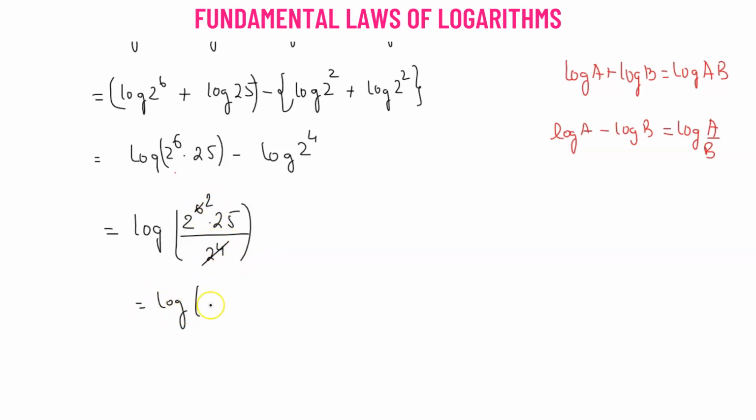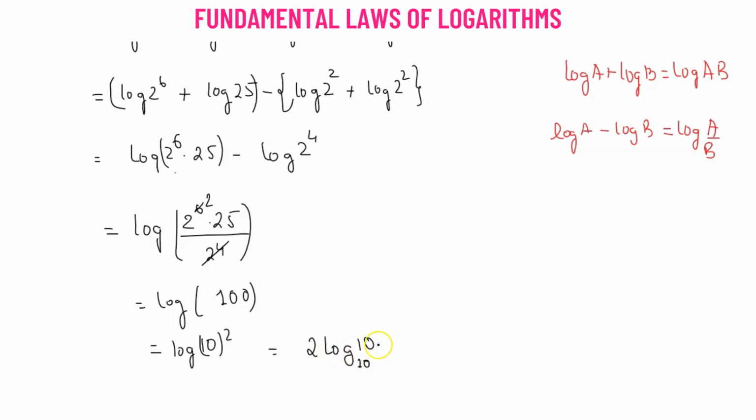And 2 squared is 4. So we have 4 times 25. So that's 100. So we have log of 100. Now log of 100 means log of 10 squared. We can use the property to bring the 2 in front of the logarithm to get 2 times log of 10. Now, whenever the base is not mentioned for the logarithm, that's usually 10.